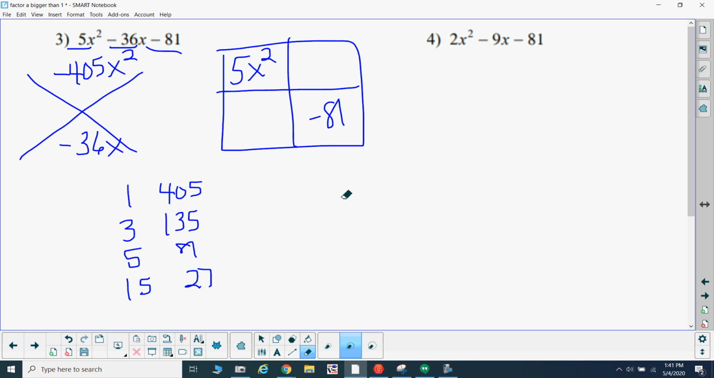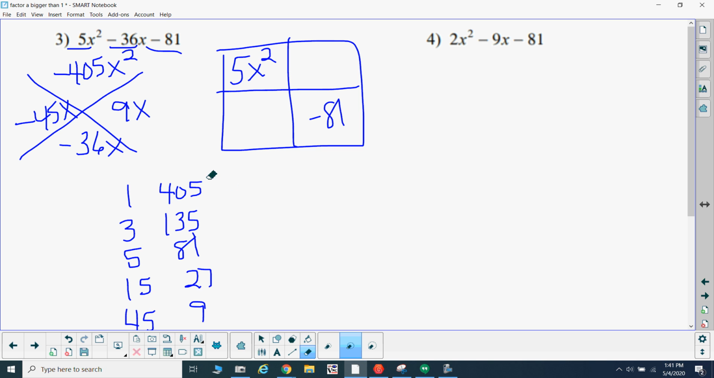But again, that does not get me to the negative 36 that I need. So 405 divided by, I just am trying some numbers. Oh, it looks like 45 and 9. I can use those. So if I need to end up with negative 36x, the 45 has to be the negative, and this would be the 9x.